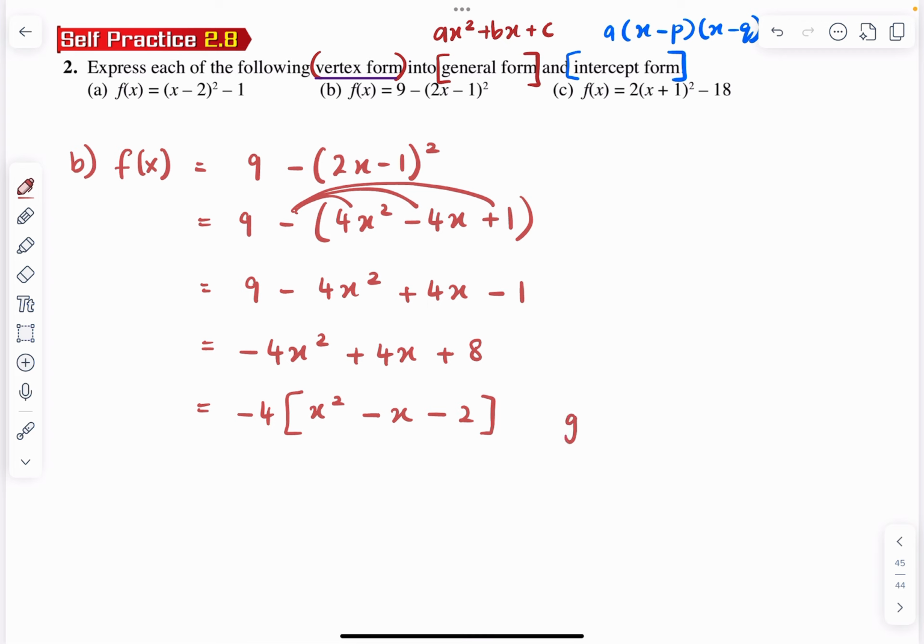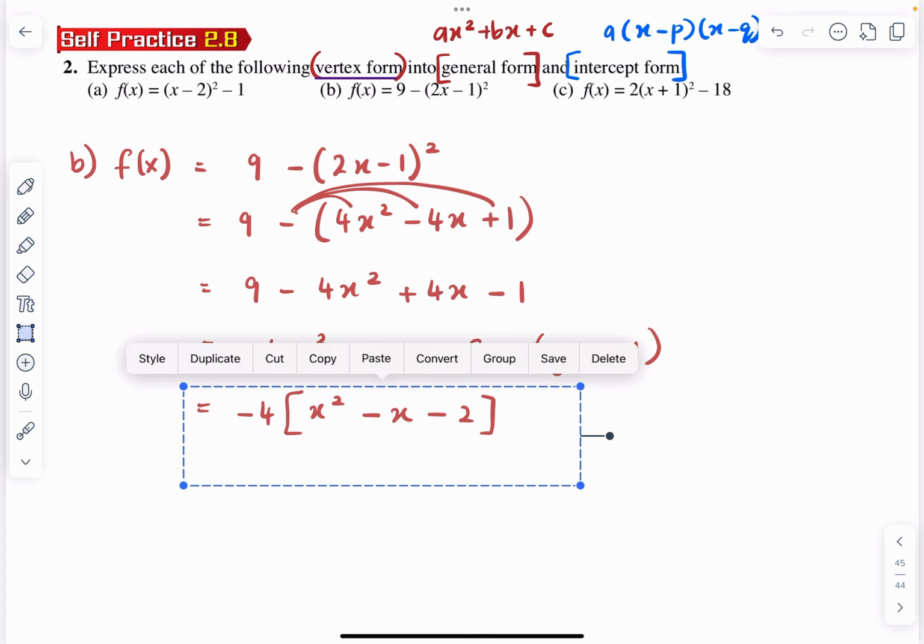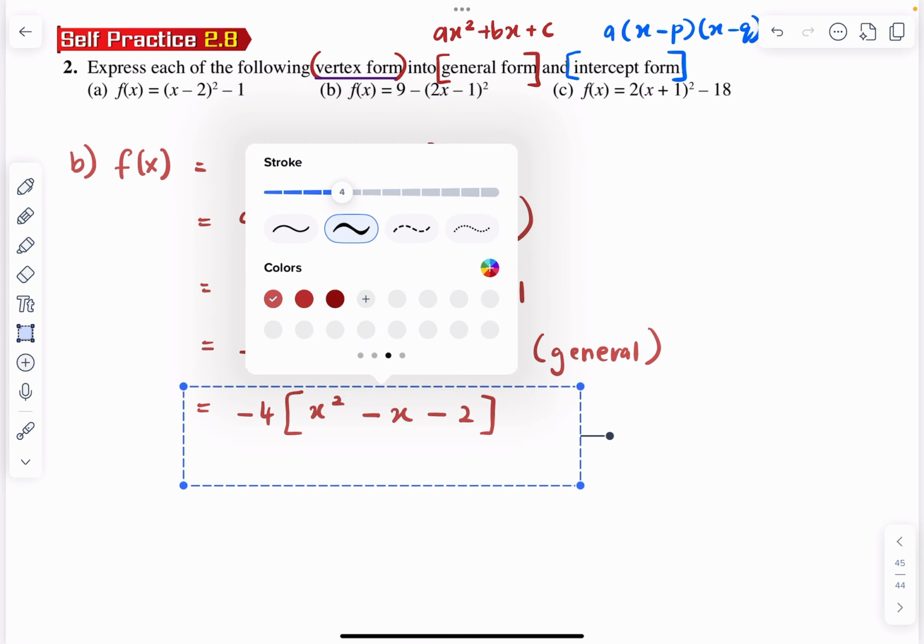So this is our general form. Actually, our general form is until here only. This one is already general form. This part onwards is actually us finding the intercept form.